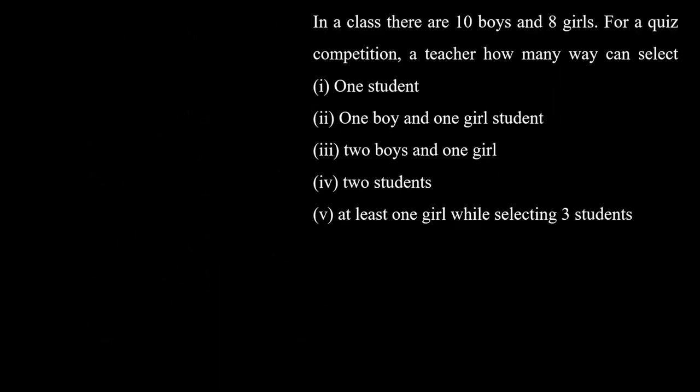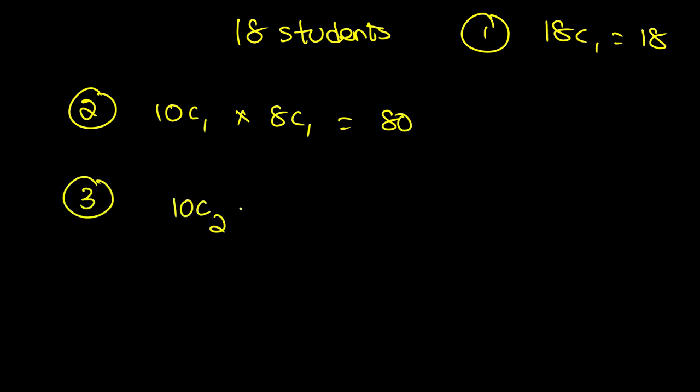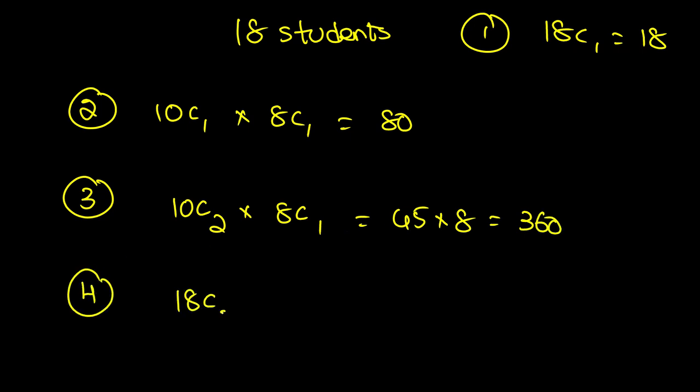So first one, we have 18 students, and we need one student from them. So 18C1, nothing but 18. Second question is one boy and one girl. So 10C1 into 8C1, which is 10 into 8, 80. Third one, 10C2 is nothing but 45, into 8, which is 360. Fourth one, 2 students out of 18: 18 into 17 divided by 2, which is 153.